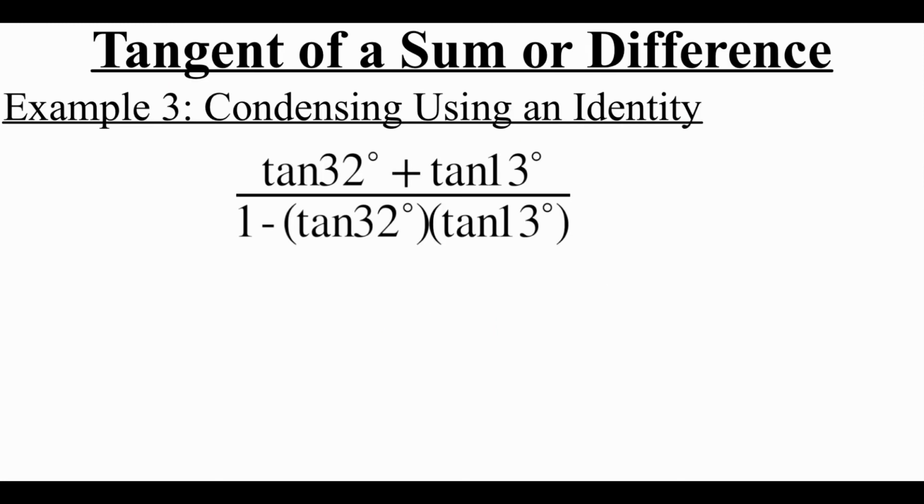In this last example, we're going to look at doing a little condensing using one of our identities. So we have the tangent of 32 degrees plus the tangent of 13 degrees all over 1 minus the tangent of 32 degrees times the tangent of 13 degrees. So this looks a lot like our tangent sum formula. So the 32 degrees is going to be my u value, and the 13 degrees is going to be v. So we should be able to condense this down into the tangent of 32 degrees plus 13 degrees.